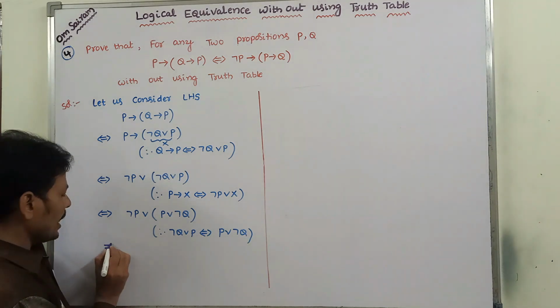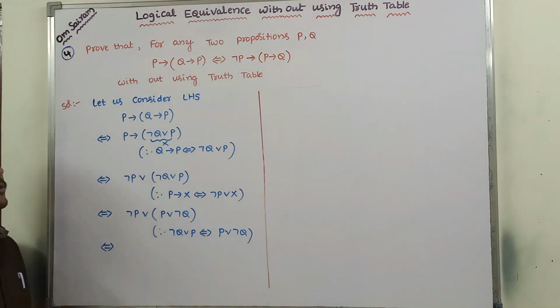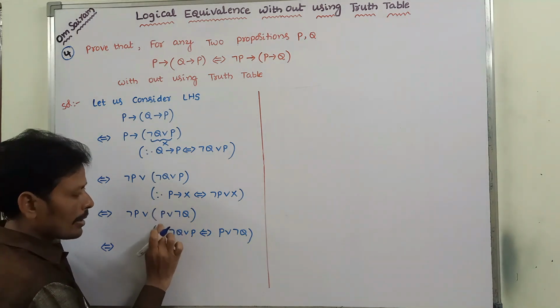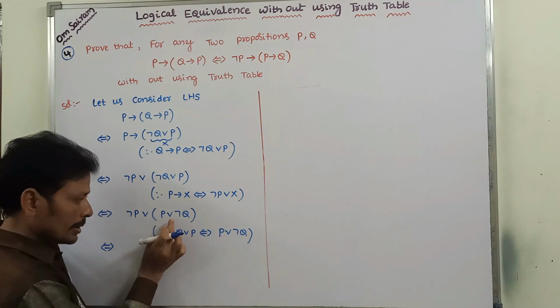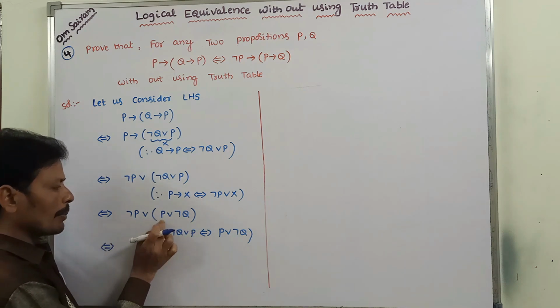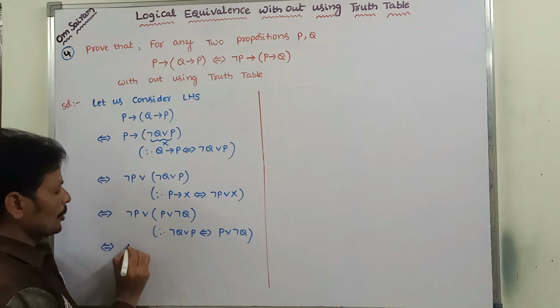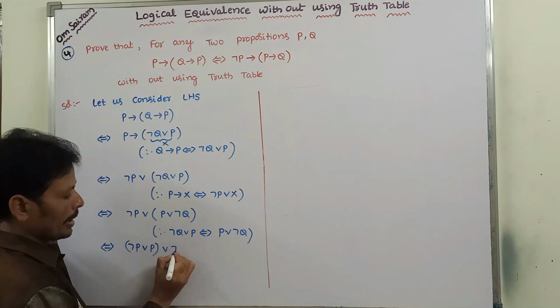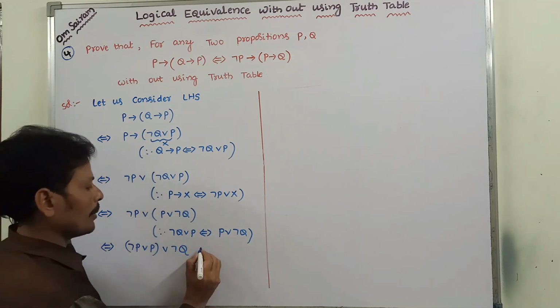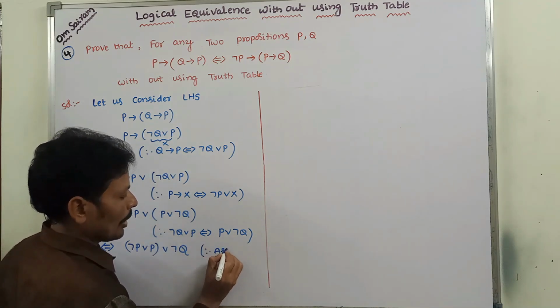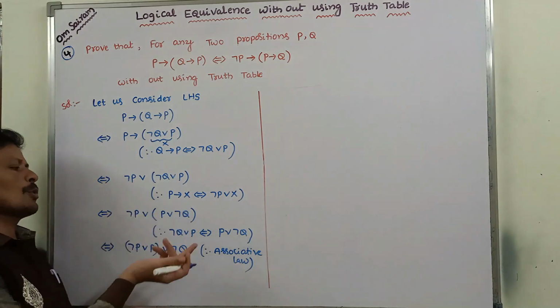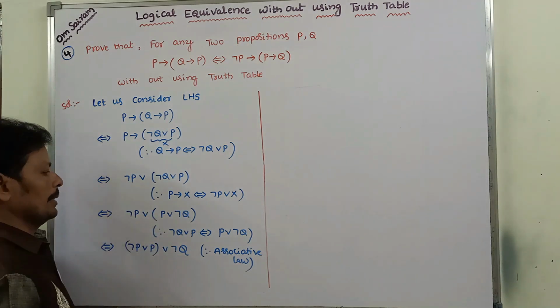Okay. Next, here I am applying the associative law. Okay. The associative law: the parenthesis is for this one. After applying the associative law, the parenthesis is for this one. So it becomes negation P or P or negation Q. So after applying the associative law, simply we have to change the parenthesis. Okay.